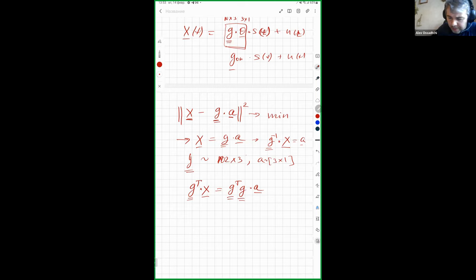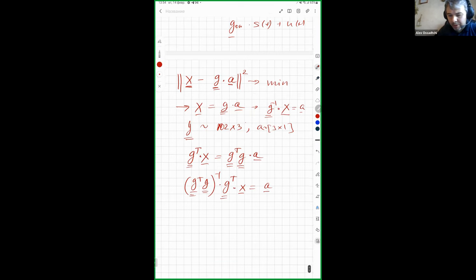Now, in order to isolate A, note that G is 102 by 3, so G transpose is 3 by 102, and 3 by 102 multiplied by 102 by 3 is just a 3 by 3 matrix, which in the non-MEG case is non-singular. In the MEG case it's singular, but we can always compute the pseudo-inverse of this matrix itself, or project it into a smaller dimensional space. But let's not bug your brain with this for now. So let's multiply both sides by the inverse of G transpose G. G transpose G inverse multiplied by G transpose X is equal to, because the inverse cancels, my A isolated. So this is my A.